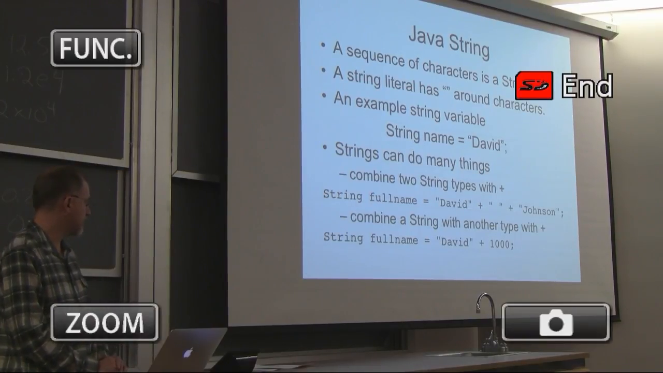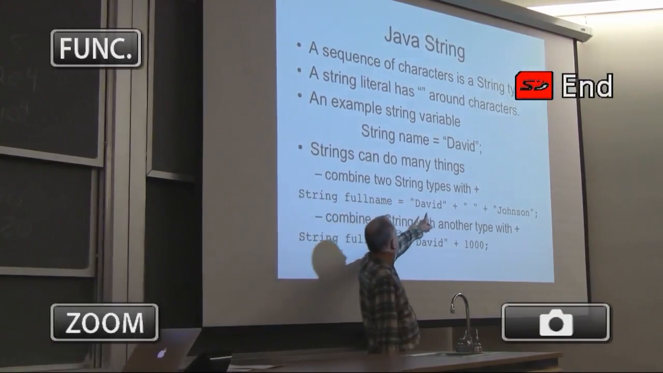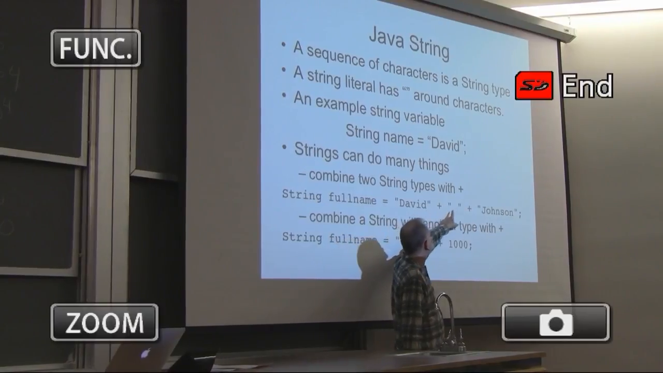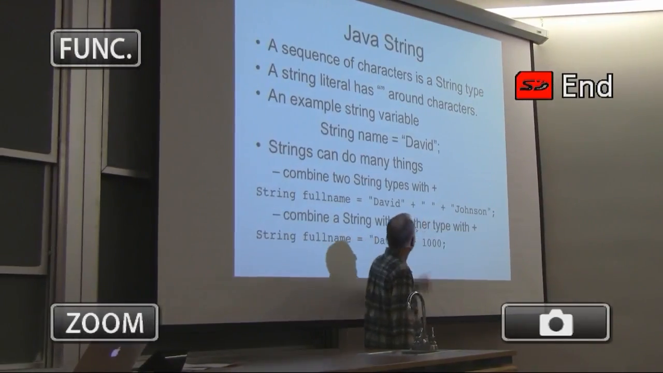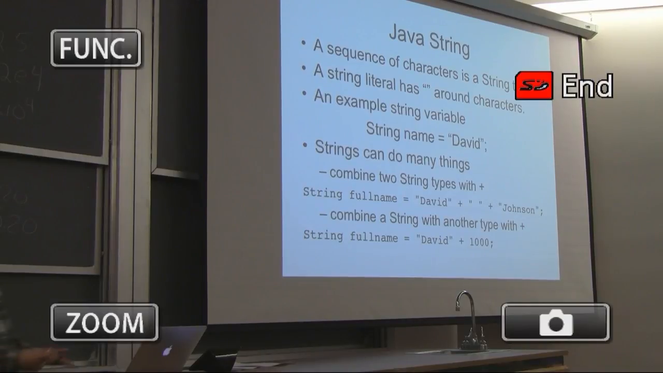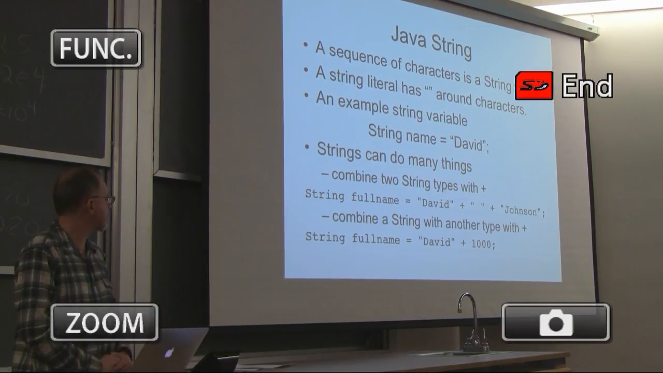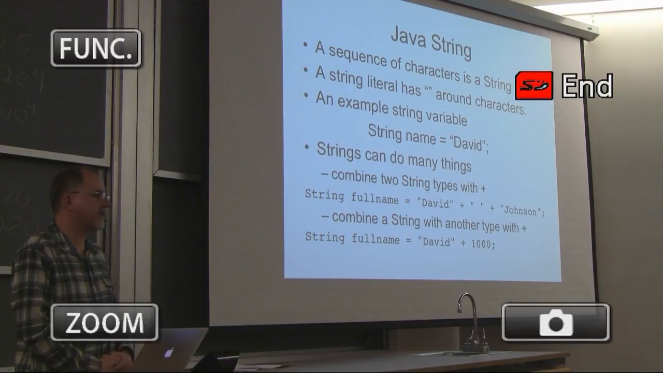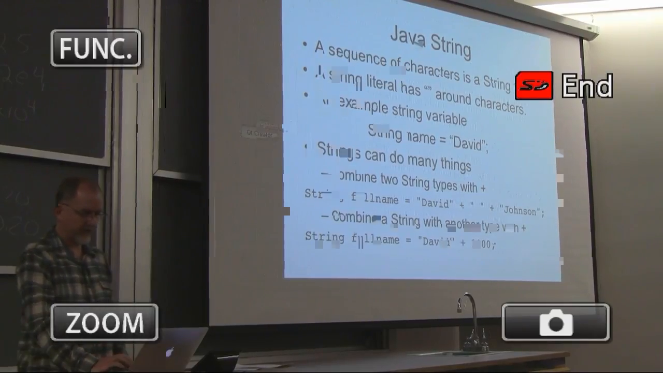I can also do things with strings. So it knows about some operations. If I have a literal David plus a literal empty space plus Johnson, what does it think it means? Johnson. So it's an operation on strings. It just slaps them together, concatenates them together. And in fact, it's smart enough to know how to combine strings with other things like numbers. So in this second example here, full name.